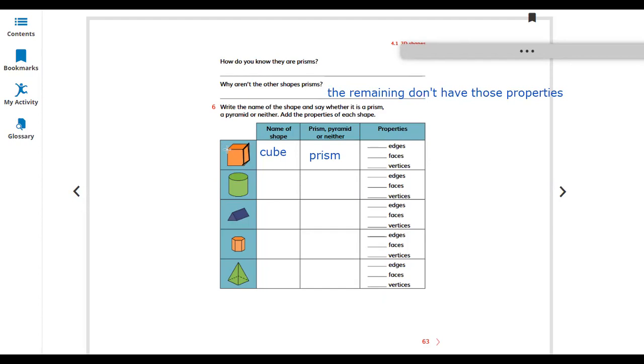Eight, nine, 10, 11, and one on the back. So four on the left side, four on this side, and four, and two on the front and two on the back. In total, there are 12 edges.